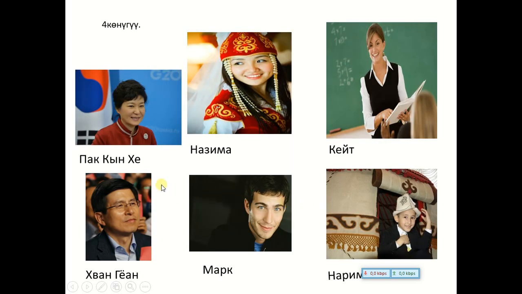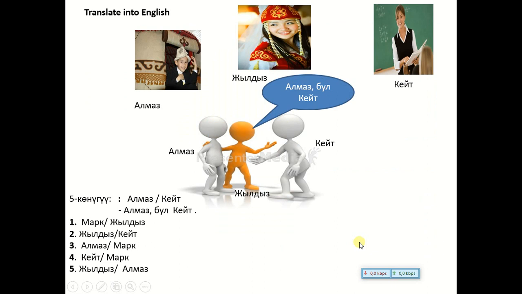Okay. Bu kim? Bu Park Hyo. Bu Nazima. Bu Kate. Bu Hwangyeon. Bu Mark. Bu Nariman. In translating to English, this exercise we will make up also in the Kyrgyz language, translate and understand the meaning. Almaz, bu Kate. Almaz, this is Kate. There are 5 sentences. You will practice and write in your notebook.